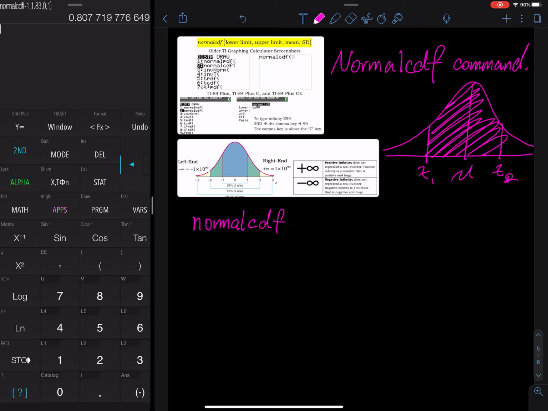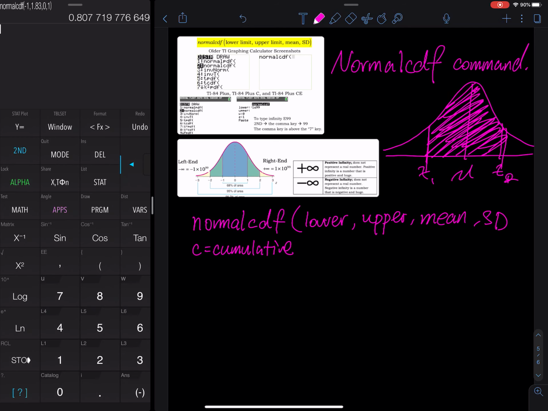The C stands for cumulative. So in your graphing calculator, when you see the word CDF, that means you are adding up the area under the curve from one cut to another cut. So the Normalcdf command is, you have a lower limit, and then comma, an upper limit, and then a mean, and then a standard deviation.